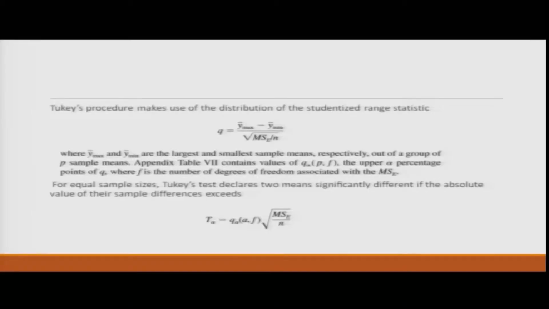So Tukey's procedure makes use of the distribution of the studentized range statistic. In the studentized range, what you want to find out is a ratio where the numerator is the difference between the maximum value and the minimum value, and in the denominator you will basically divide it.